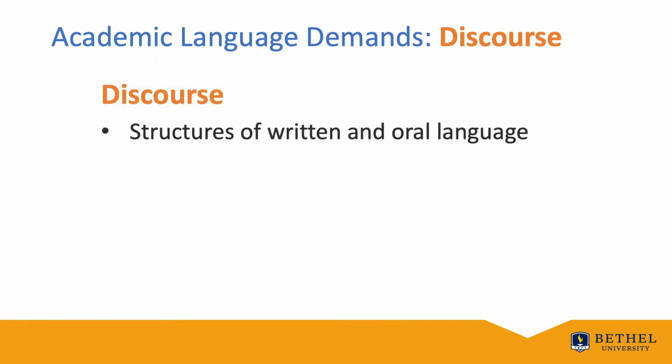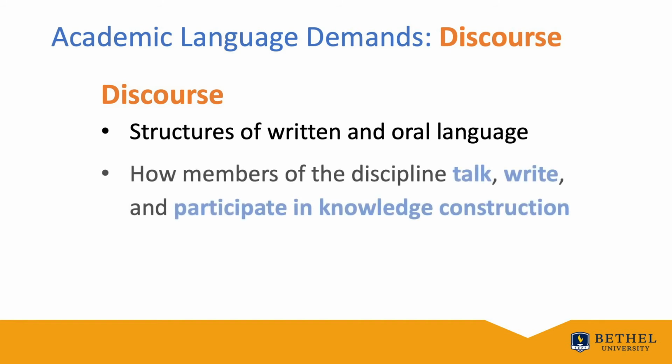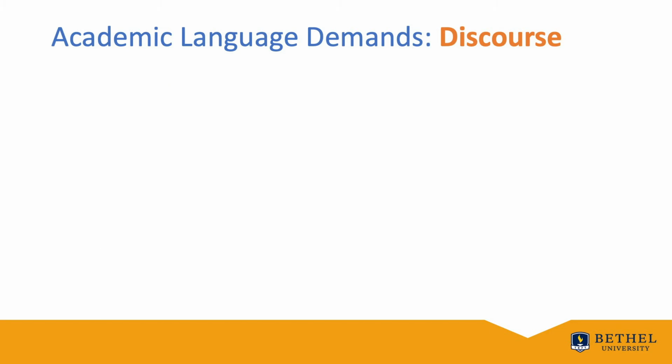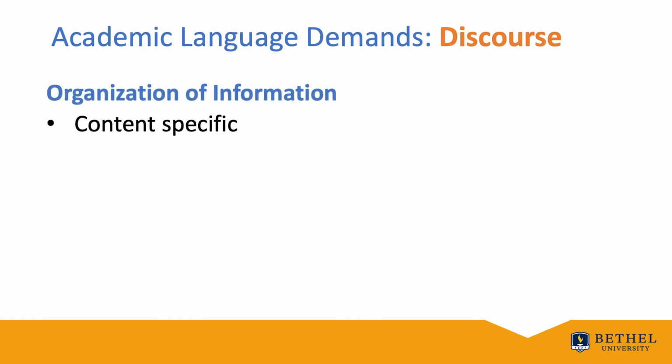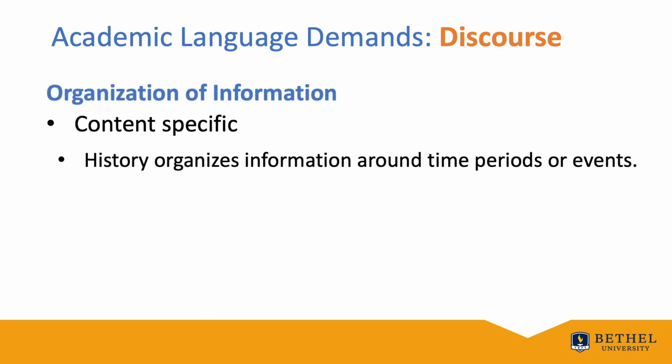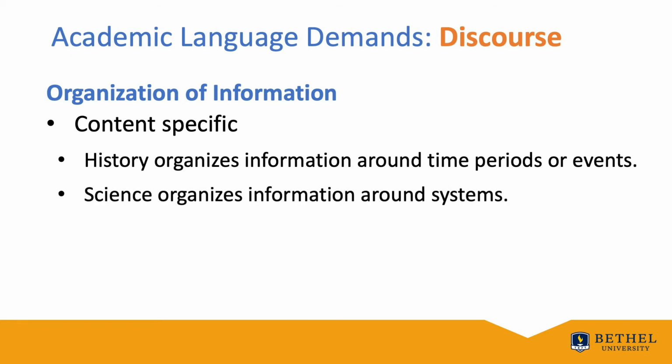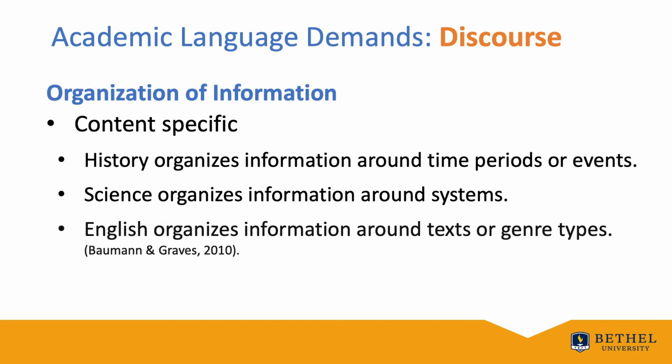Discourse includes the structure of written and oral language, as well as how members of the discipline talk, write, and participate in knowledge construction. Discipline-specific discourse has distinctive features or ways of structuring that oral or written language. Discourse, or how we talk and write and participate, is organized differently according to the discipline. For example, history organizes information around time periods or events. Science organizes information around systems, and English generally organizes information around texts or genre types.